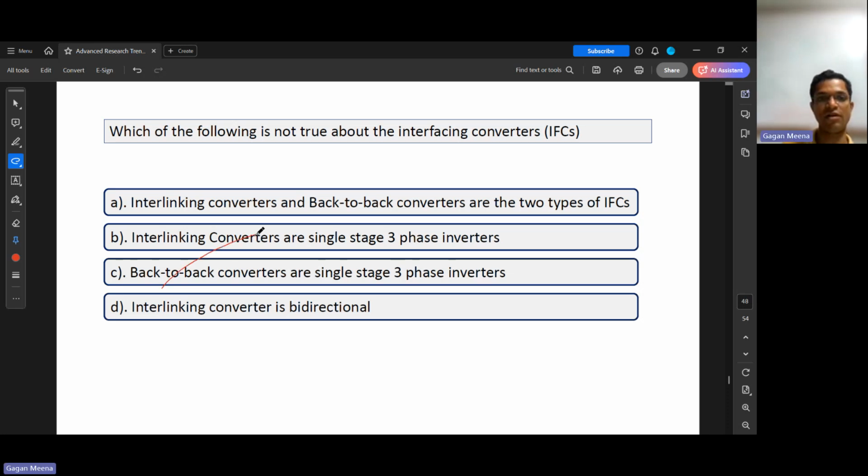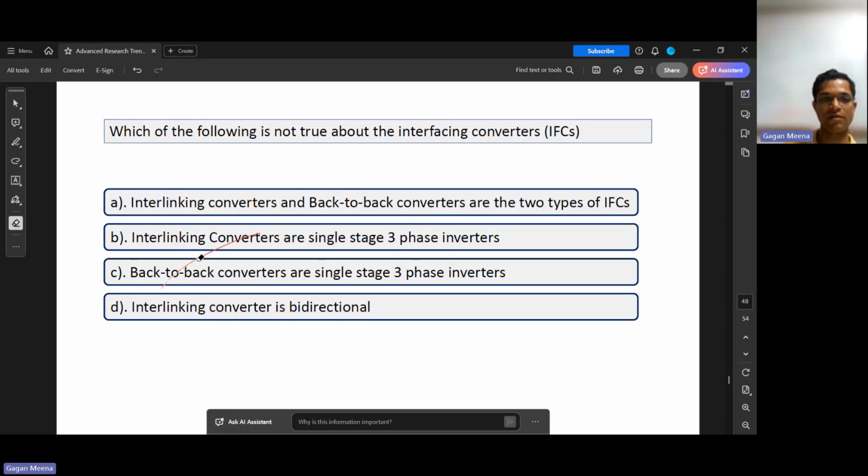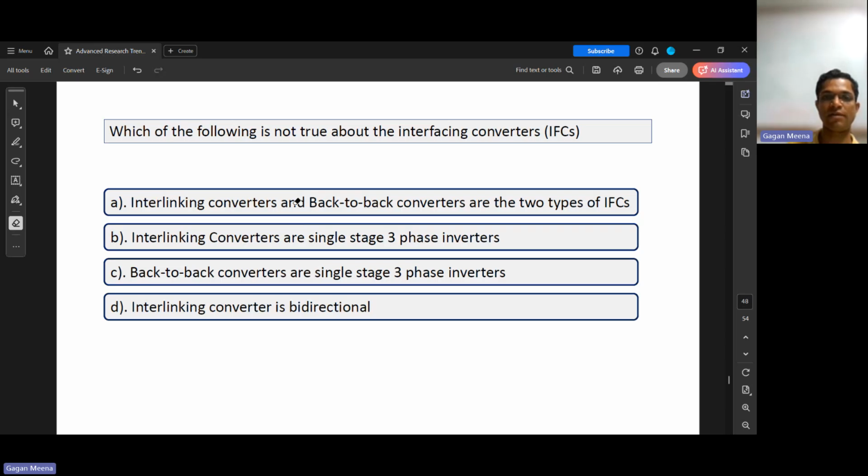Which of the following is not correct about the interlinking converters? So you need to find out. Interlinking converters and back-to-back converters are two types of interfacing converters. Interlinking converters are single-stage three-phase inverters. Back-to-back converters are single-stage three-phase converters. And the interlinking converter is bidirectional.